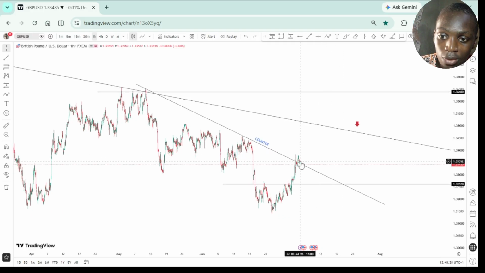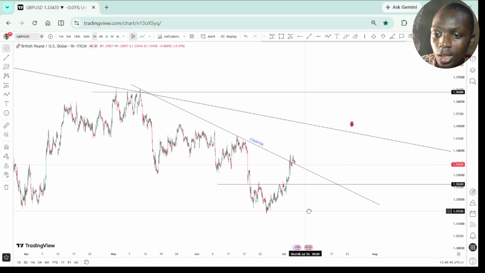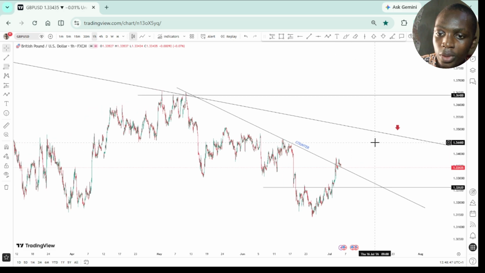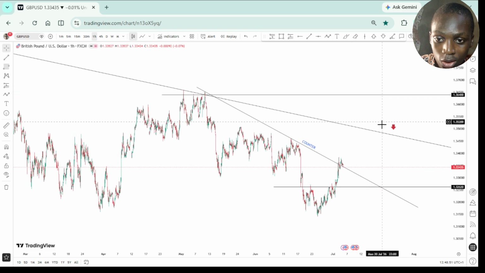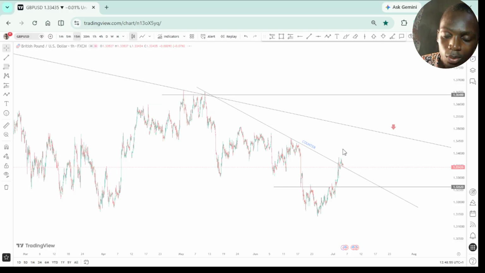I will later remove it, because if the market manages to come to this point and touches this counter trend line, it might move up a little bit, so I'll just leave it there for now. So on the 1 hour time frame, same thing, definitely going to be waiting for it to touch this zone. So let me go to the 15 minutes time frame directly without wasting much of our time.